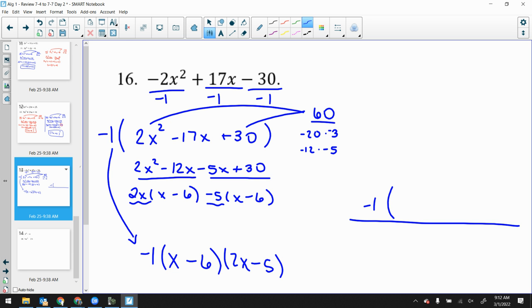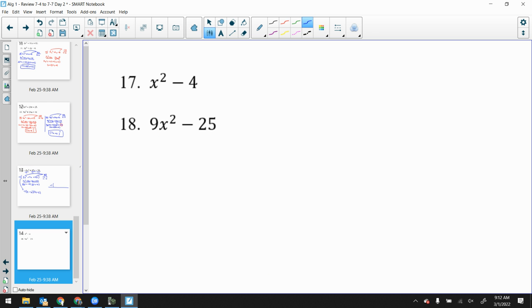All right, questions on that? Okay, now these last two are very similar. Why? Because first off, they're only binomials. And there's only one way to factor a binomial, and that's if it's a difference of squares. What's a difference of squares mean? Well, first off, it's got to be a difference, a subtraction sign in the middle. And they've got to be perfect squares, right? So that's what I need to check for all of these.